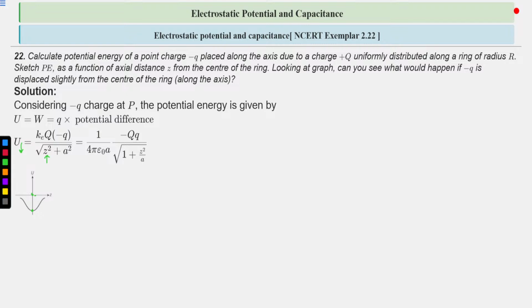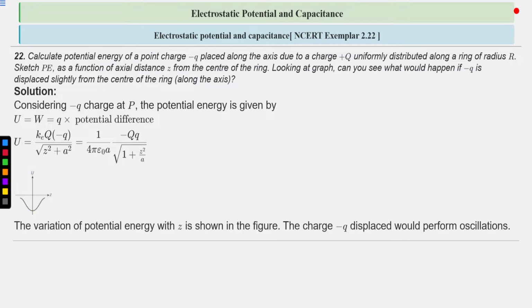Okay, so the answer for the second question: what will happen if we displace the minus q charge along the axis by a small displacement? The variation of potential energy with Z is shown in the figure. I have explained this. So the displaced minus q charge would perform oscillation.